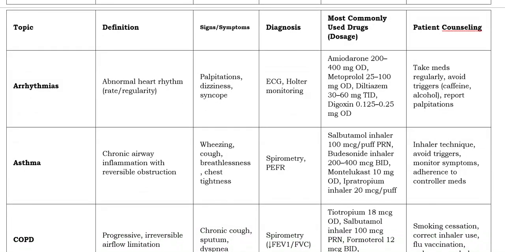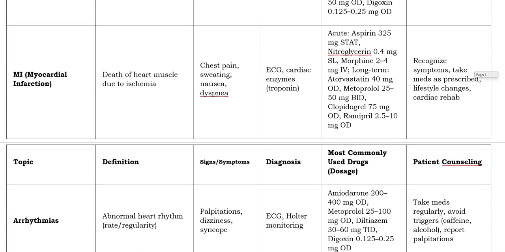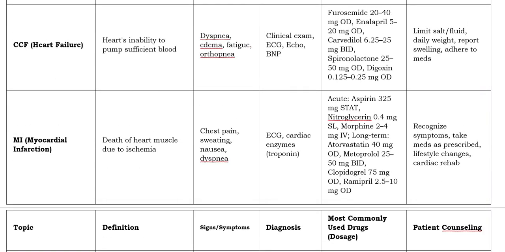Spironolactone, 25 to 50 milligrams once daily, another diuretic with hormonal benefits. Okay. And digoxin, 0.125 to 0.25 milligrams once daily, helps the heart pump more strongly and sometimes controls rate. The counseling points here must be absolutely crucial since CCF is chronic.